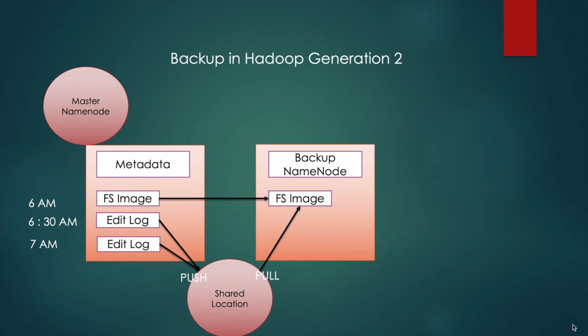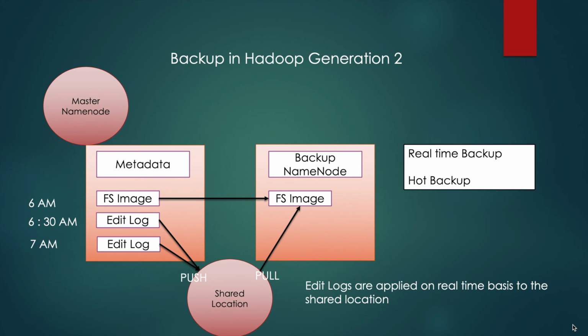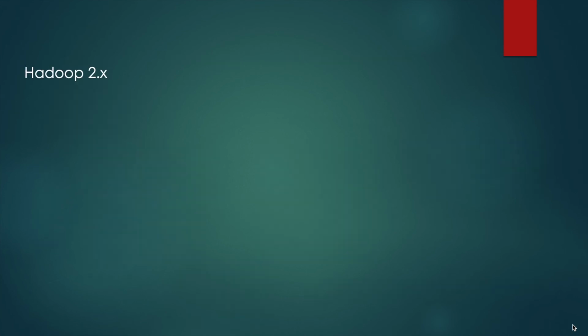This is called real-time backup, as the push and pull activity is being done and edit logs are applied on a real-time basis. This is also called hot backup. Hot backup happens in Hadoop Generation 2. Now let us see the architecture of Hadoop Generation 2. We have a similar kind of architecture as Hadoop Generation 1.